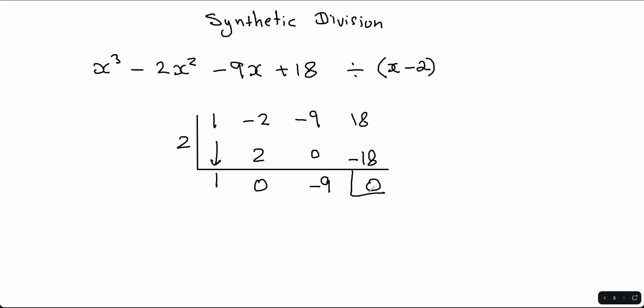So since you get a remainder of 0, then this here, the x minus 2, is a factor of this function. Also, what you have here represents 1x squared, plus 0x. You don't have to write that because it's 0, and then minus 9. So if you multiply these two, you FOIL them, you'll end up getting this back. And that's how you do synthetic division.